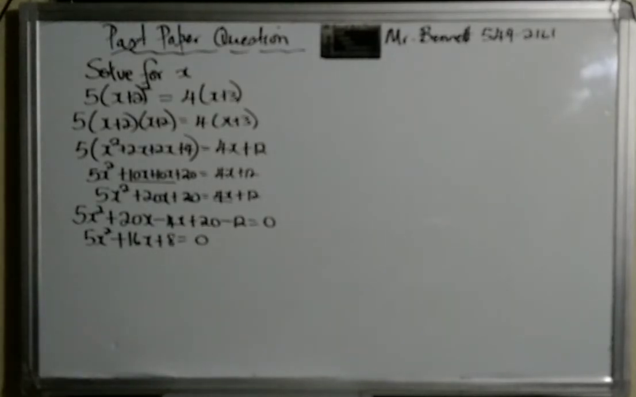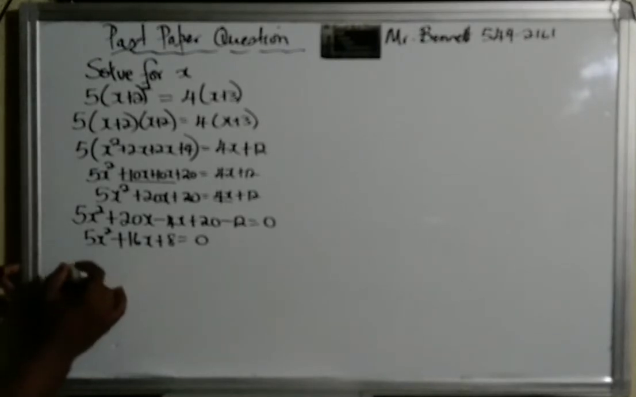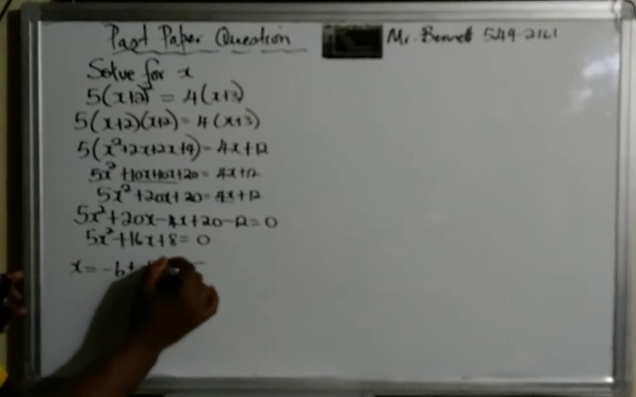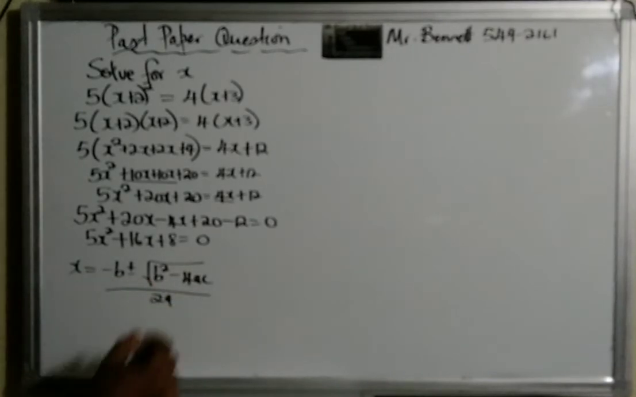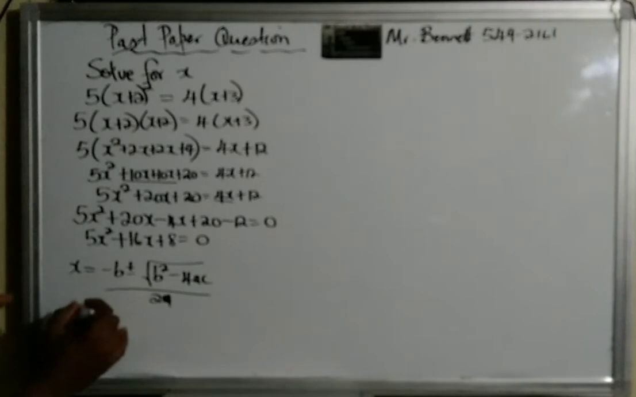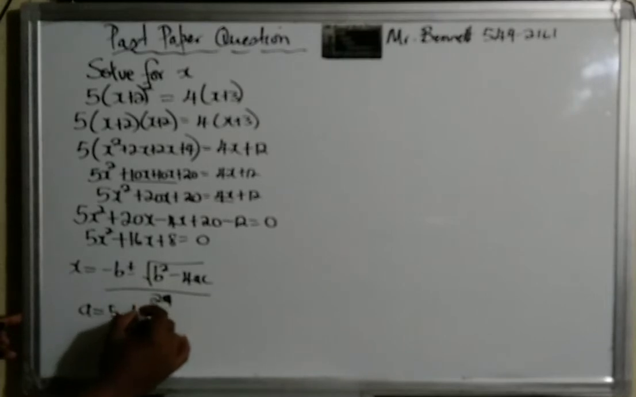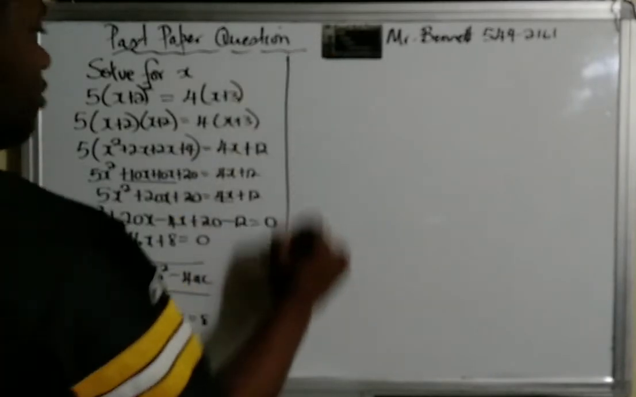Now all we have to do is solve this. We cannot use the factor method because 5 times 8 is 40, but we cannot find two factors that give us 16. So we have to use the formula: x equals negative b plus or minus the square root of b squared minus 4ac, all over 2a. Now this was already done on my channel, so people shouldn't be opening their mouth, alright? So a is equal to 5, b is equal to 16, and c is equal to 8. Let's rewrite the formula and put these in.